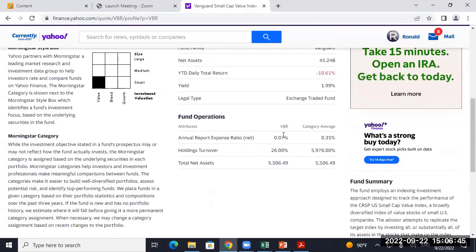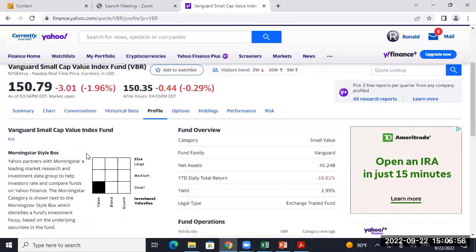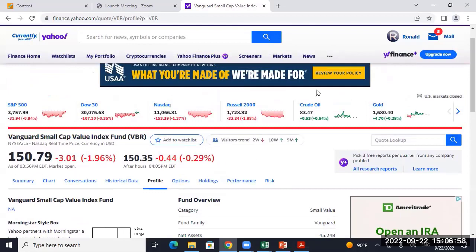How much would you pay? 7 basis points a year, almost for free. In fact, you'll get all that back in securities lending. So you're not going to pay. You get a free mutual fund.